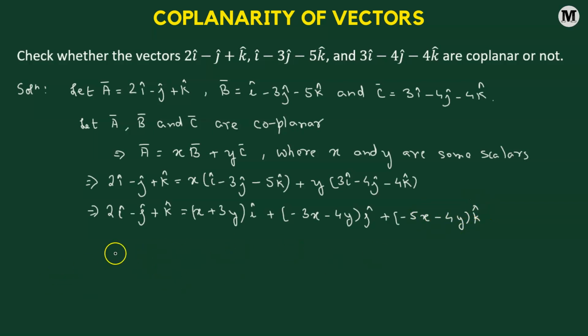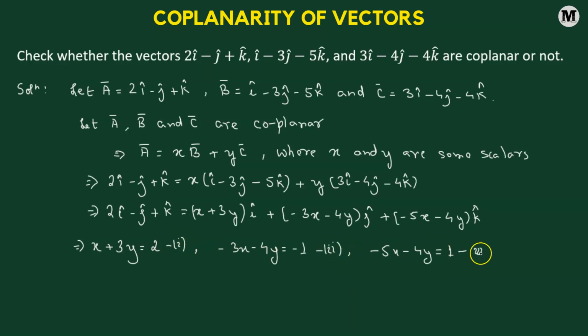Now we'll compare both sides. On comparing both sides, we are going to get three equations. We get x plus 3y equals 2, the coefficient of i cap on the left hand side. Then we have negative 3x minus 4y equals negative 1, and negative 5x minus 4y equals positive 1. Now let's label these as equation number 1, equation number 2, and equation number 3.